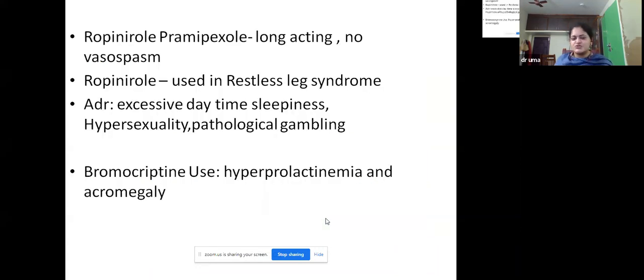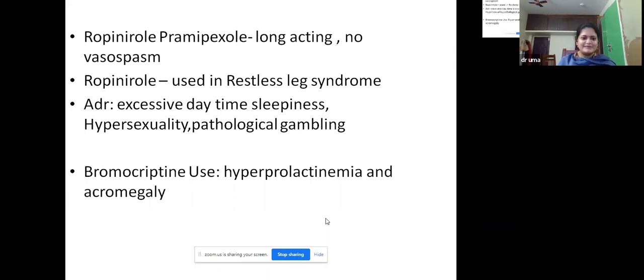Ropinirole and pramipexole are long-acting. They do not produce vasospasm. Ropinirole is used in restless leg syndrome. But the adverse effects with this drug are excessive daytime sleepiness, hypersexuality, and pathological gambling. Bromocriptine is used mainly for hyperprolactinemia, acromegaly, and diabetes mellitus also.